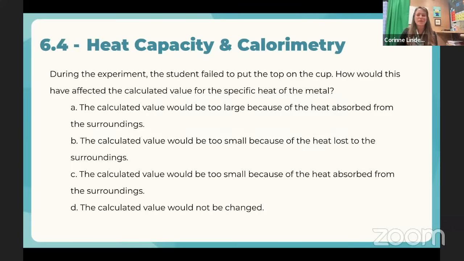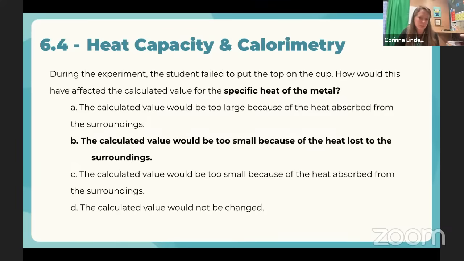With problems like this, where you're asked to think about an experimental error, it is okay to plug in arbitrary values. If we look through this, we say, okay, some heat is going to be lost, so our delta T is going to be smaller. If delta T decreases, then Q is also going to decrease. So we'd anticipate that our specific heat is also going to be too small due to the heat lost. Don't be afraid to actually put numbers in if you are a numbers person and that helps you reason your way through problems like this.